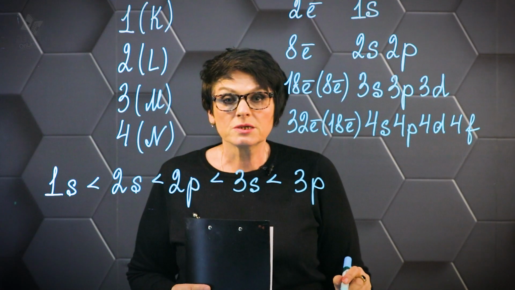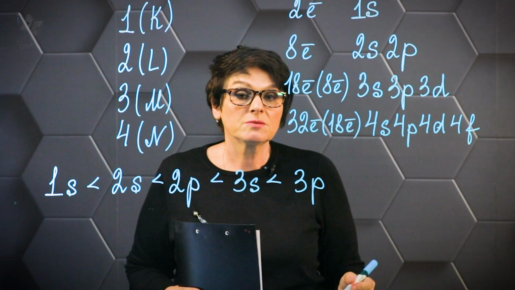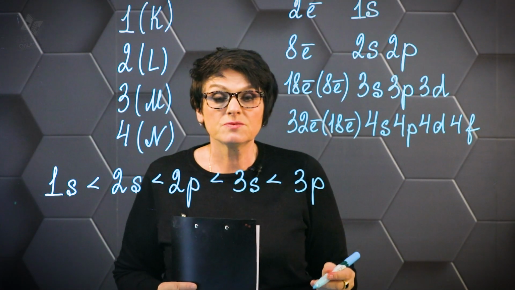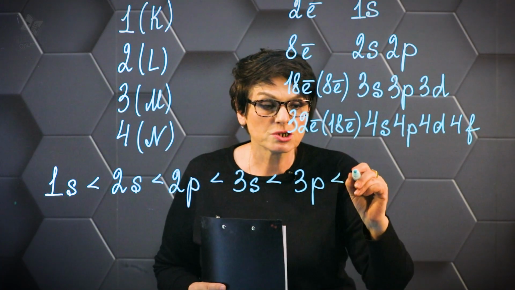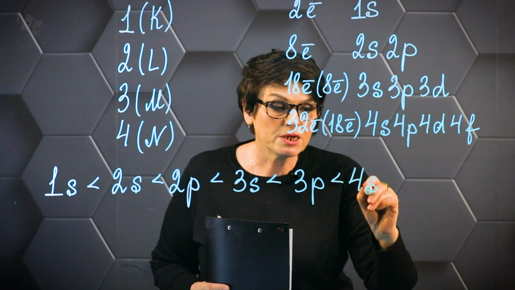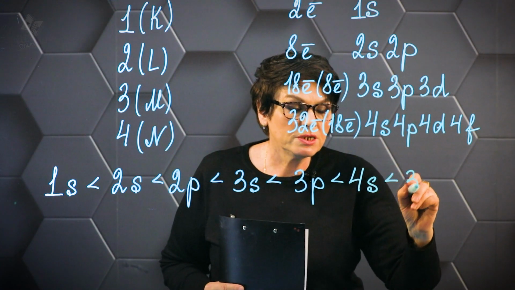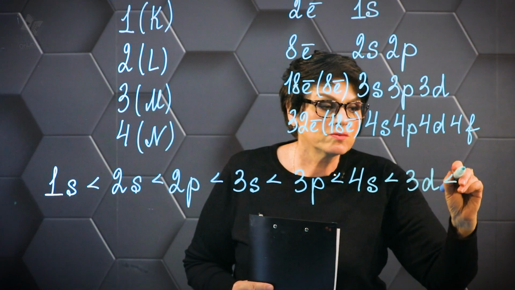But it doesn't happen. There is an explanation for this from the perspective of quantum numbers, which we will talk about in the next lesson. So the next step is to fill in 4S, then it's 3D, then it's 4P.